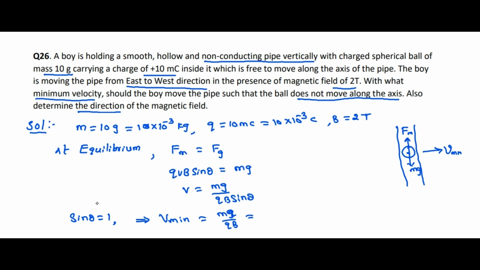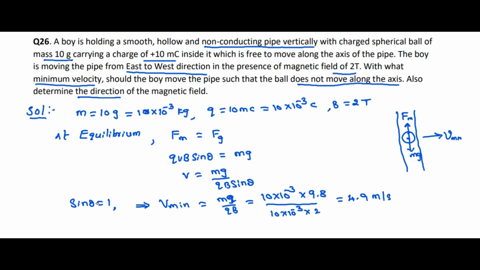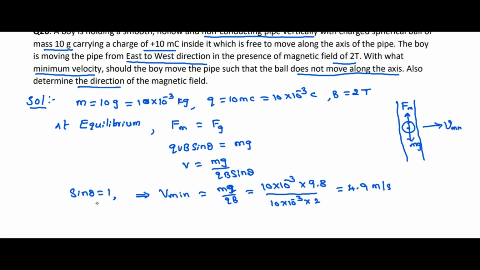That is, mass is 10 into 10 power minus 3 kg. You can take g as 9.8, divided by 10 into 10 power minus 3, that is the charge, B value 2. If we simplify, we'll get 4.9 meters per second. With this speed, the boy has to move to make the bob or body be in equilibrium.